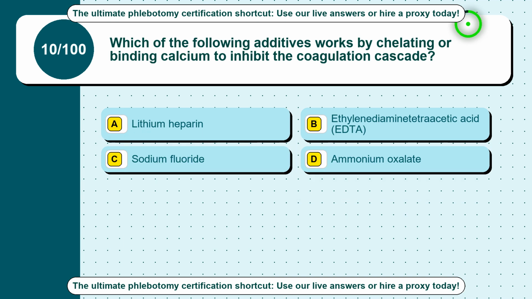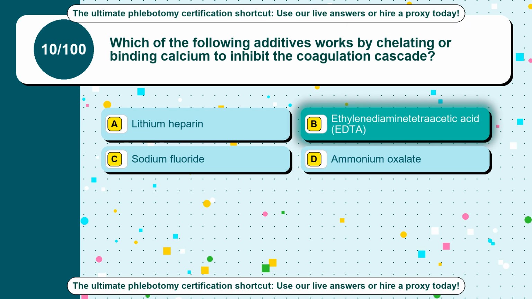Question 10. Which of the following additives works by chelating or binding calcium to inhibit the coagulation cascade? Option A, lithium heparin. Option B, ethylenediamine tetraacetic acid, EDTA. Option C, sodium fluoride. Option D, ammonium oxalate.